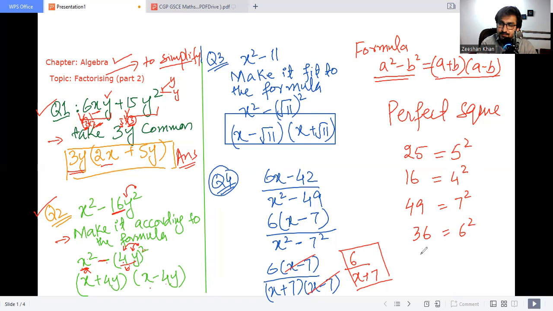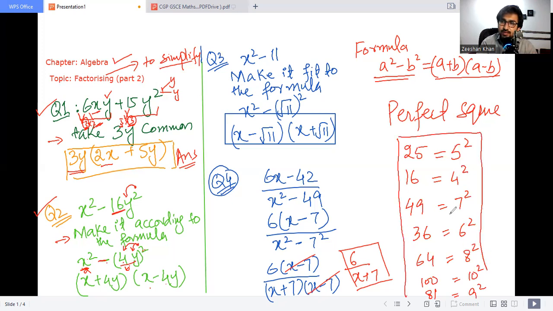Similarly, 64 is also a perfect square, 8 square. 100 is also a perfect square, 10 square. 81 is also a perfect square, 9 square. Okay, so these numbers are called the perfect squares. But 11 cannot. We cannot write 11 in the form of a square. So what we can do, obviously we have to make it a square here in order to make it according to the formula. So 11 we can write as 11 under root and then whole square.